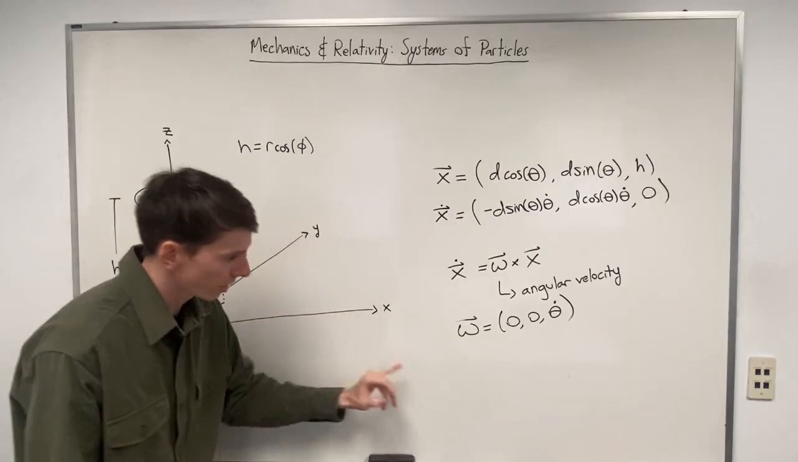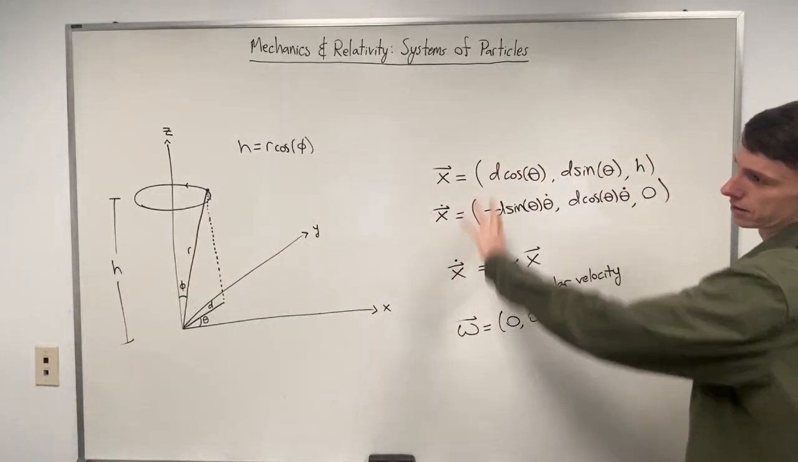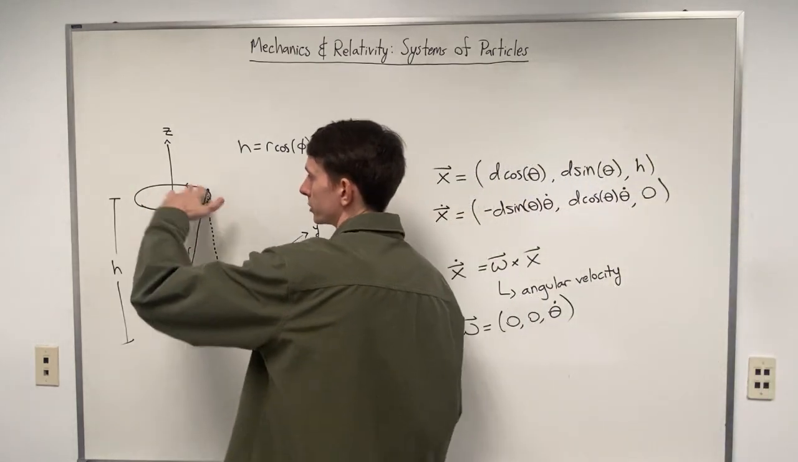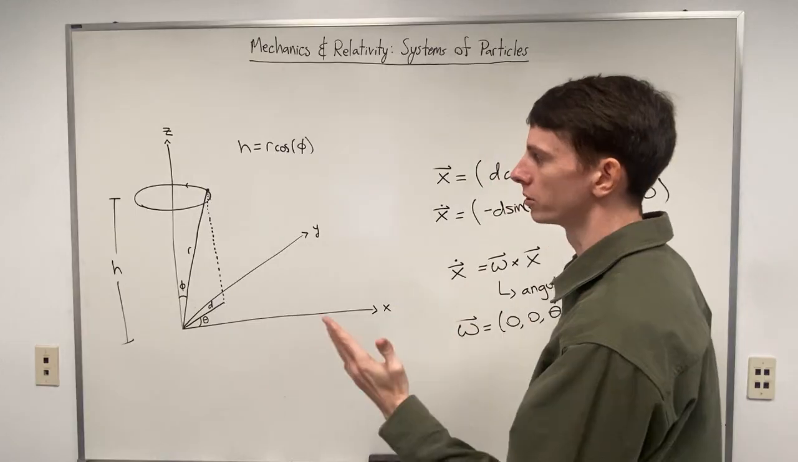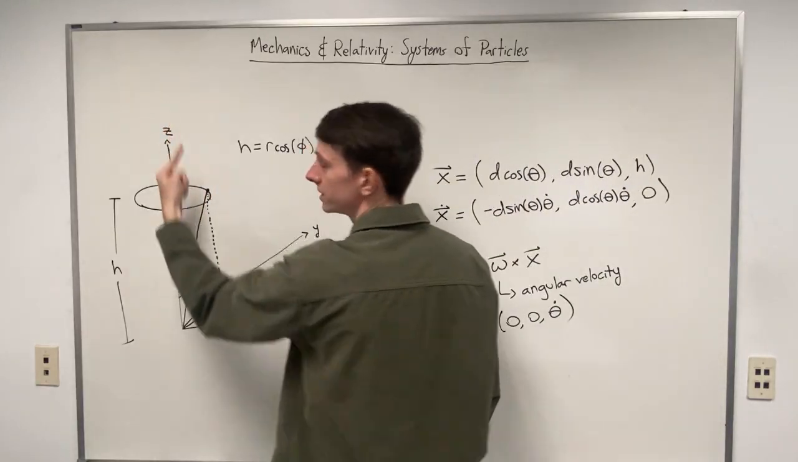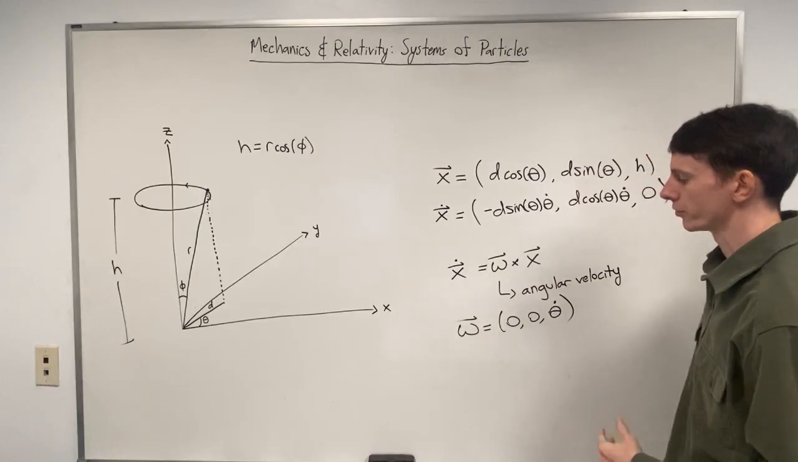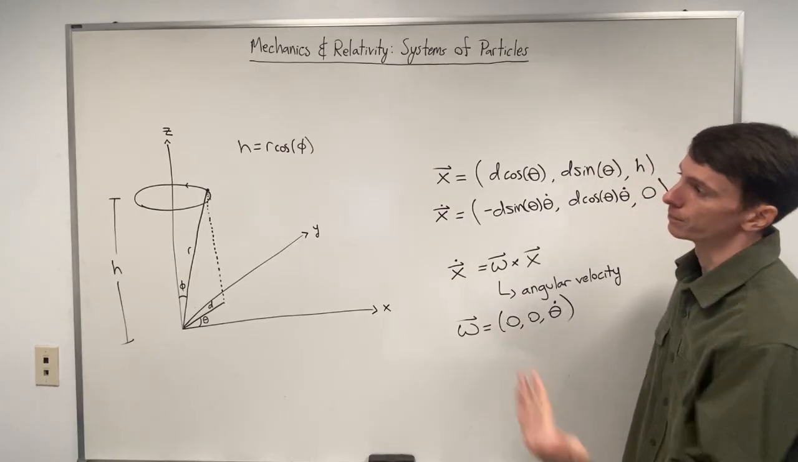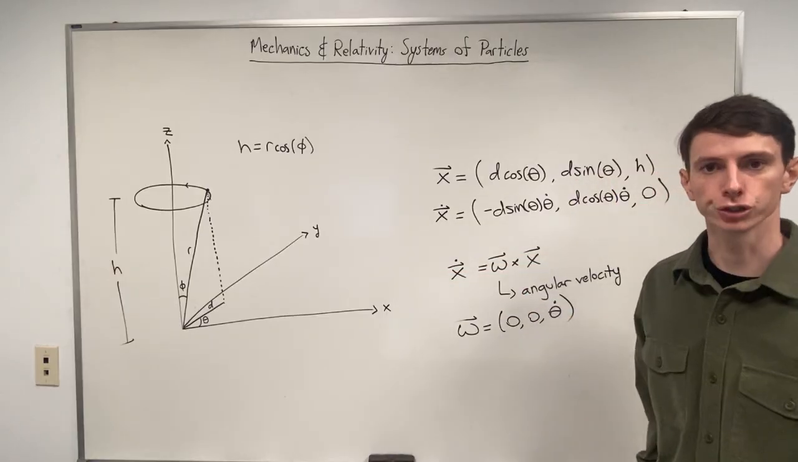But in this specific problem, omega only has a z component to it. If we look at our diagram right here, our circle, again, is parallel to the xy plane. So the direction that is normal to this circle points in the z direction. And it turns out that is the general trend, that the direction of the angular velocity vector is always going to point perpendicular to the plane defined by the area of your circle.